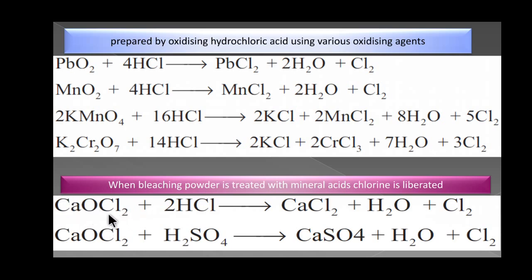CaOCl2, when it is treated with HCl, will give chlorine as a product, along with calcium chloride and water as by-products. Our main product is chlorine. Again, when it is treated with another mineral acid, H2SO4, it will give the metal sulfate, and our main product is chlorine. So treated with mineral acids such as HCl and H2SO4, it will give the same product, chlorine.